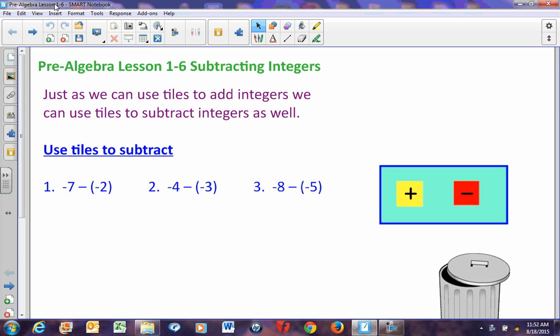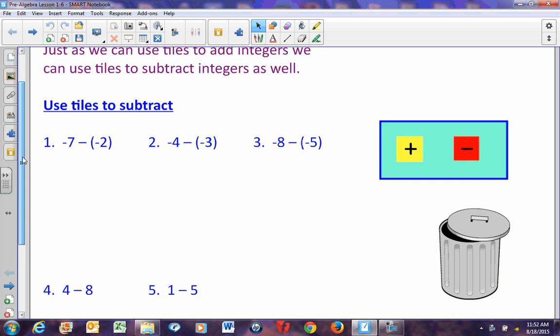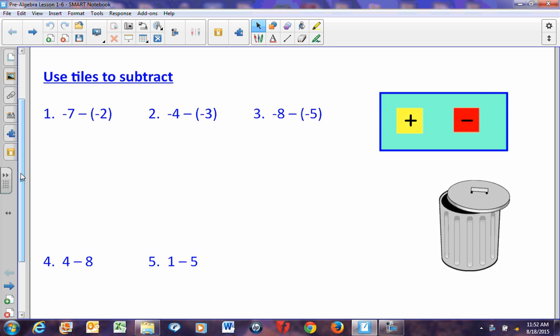Pre-Algebra Lesson 1-6, Subtracting Integers. Just as we can use tiles to add integers, we can use tiles to subtract integers as well. Let's take a look at a couple of these. Again, you can just use red and yellow colored pencils, or you can use plus or minuses within squares to make this so that you can show your positive negatives.